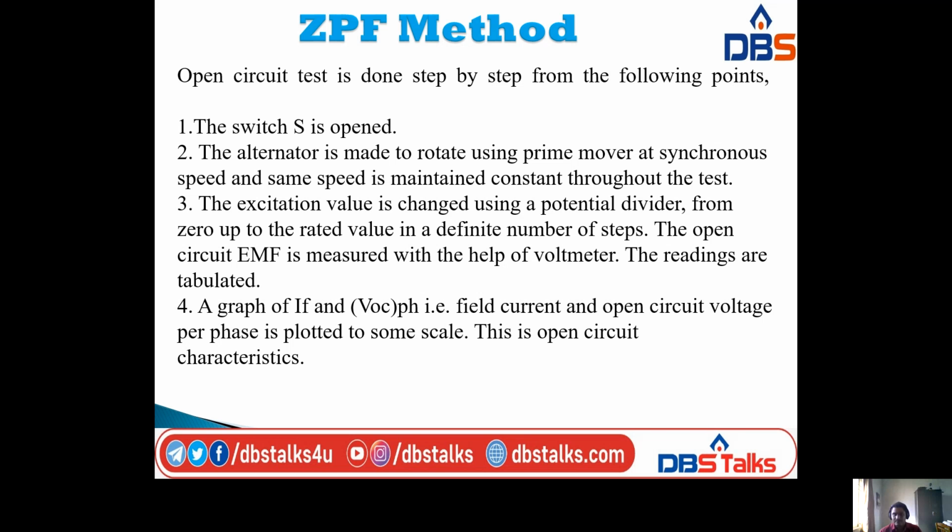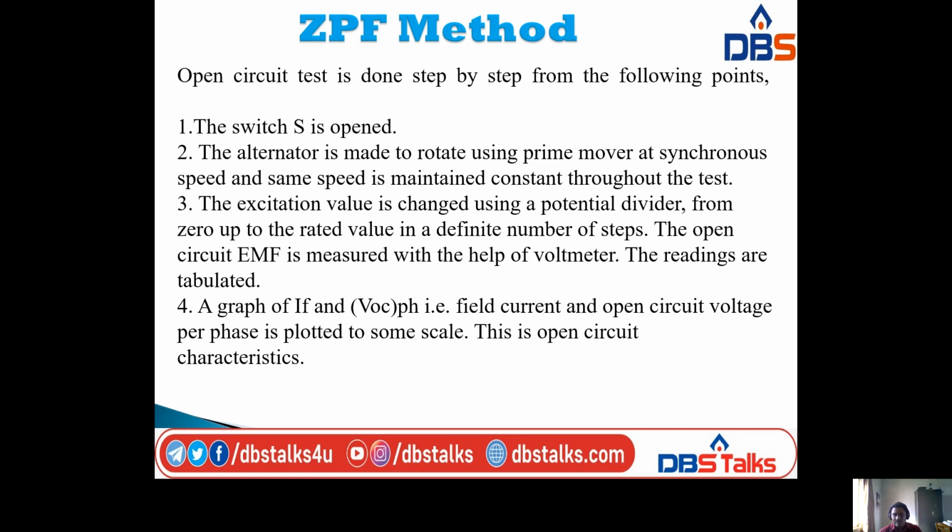Coming to the third point, the excitation value is changed using the potential divider, which I already showed in the diagram. It is connected to the field winding through an ammeter. If we want to change the excitation value, we use the potential divider from zero, that is minimum value, up to rated value in a definite number of steps. Next, the open circuit EMF is measured with the help of the voltmeter, and the readings are tabulated.